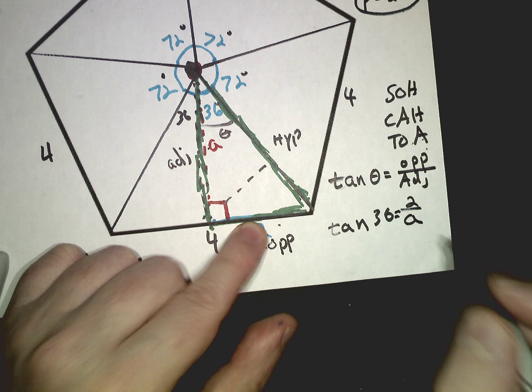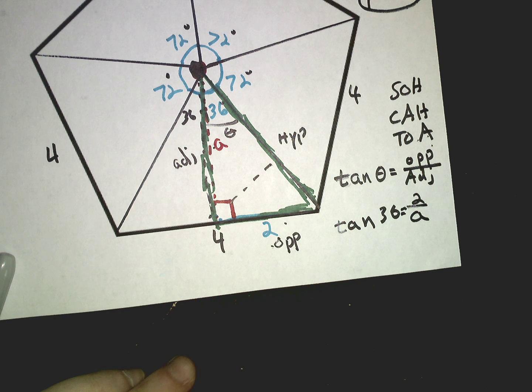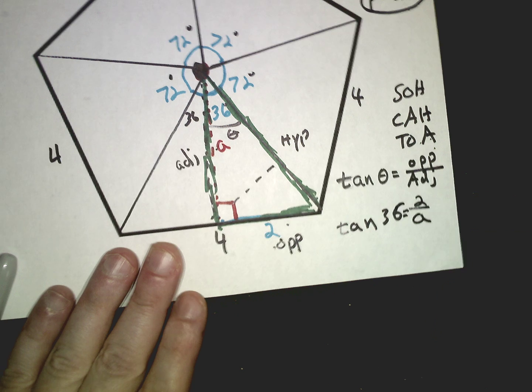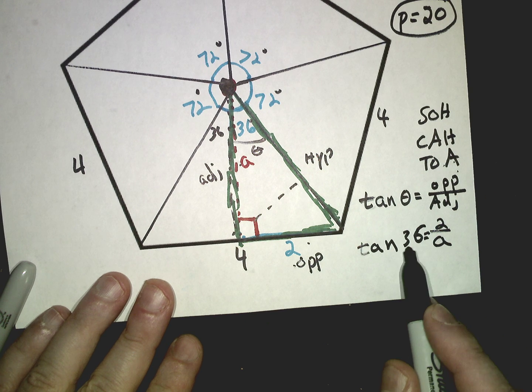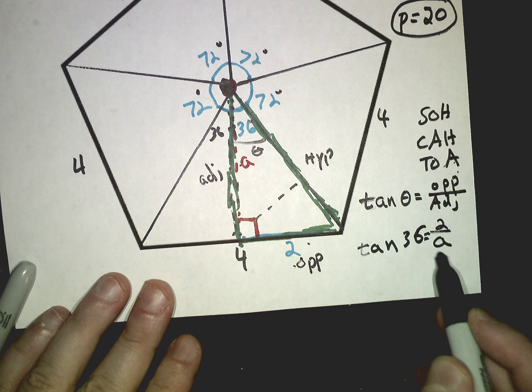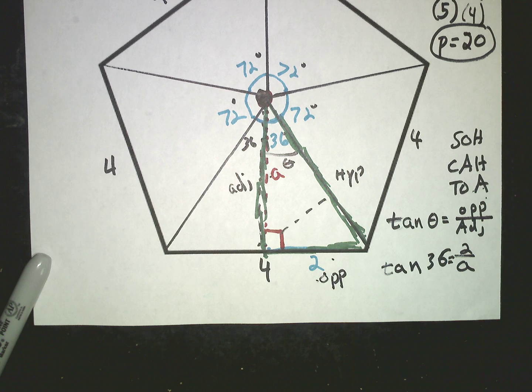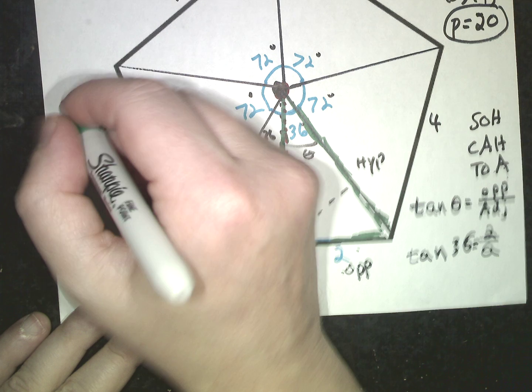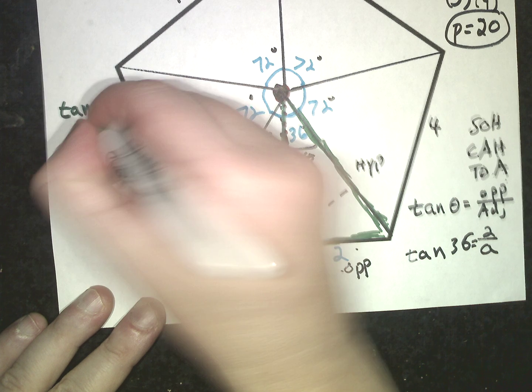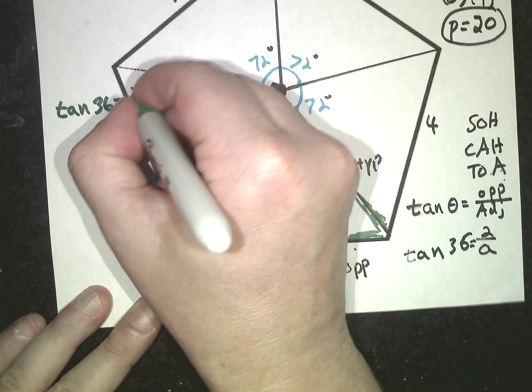All right, it's one of my least favorite trig problems when the variable's on the bottom. I don't mind the variables up here. When it's down there, I always get upset. Okay, so this is what we have to do. I'm going to start over here. We have tan of 36 equals 2 over A.